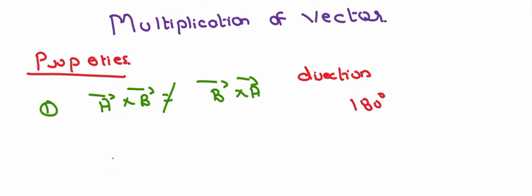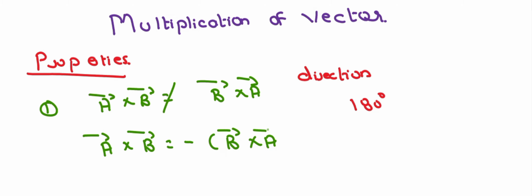But in one sense, A cross B is equal to B cross A if we multiply by negative 1 with B cross A. Then A cross B is equal to negative B cross A, and they are both parallel to each other. This is basically property number 1.